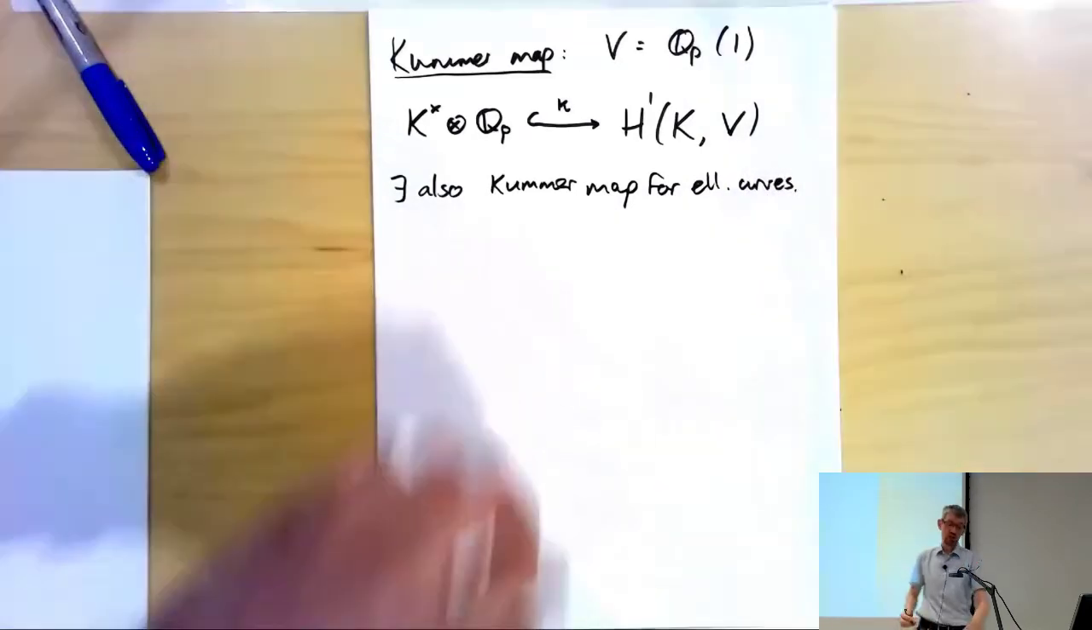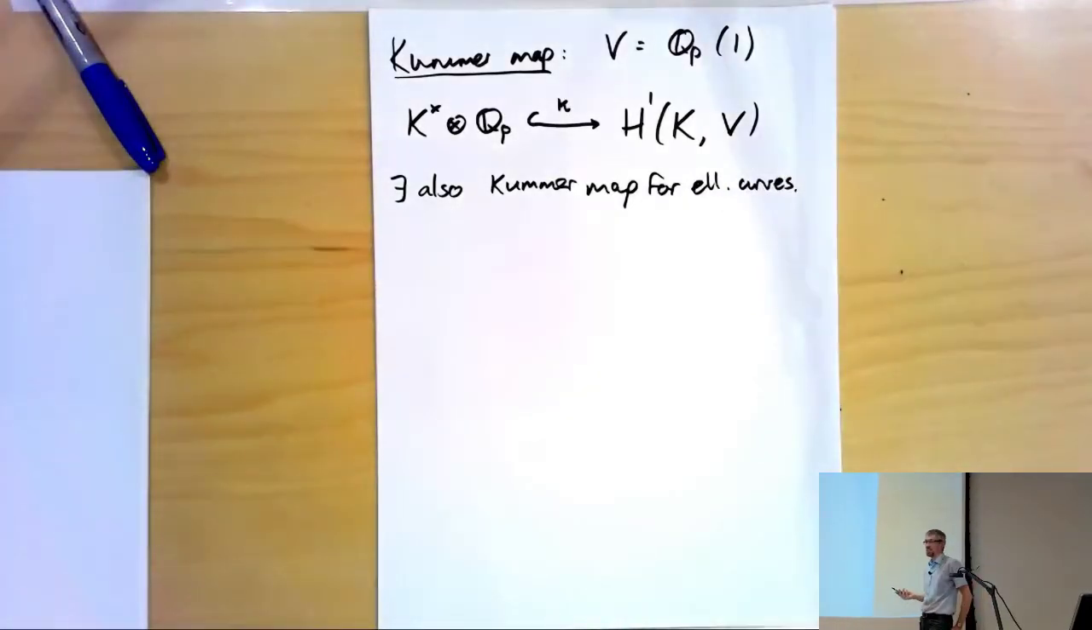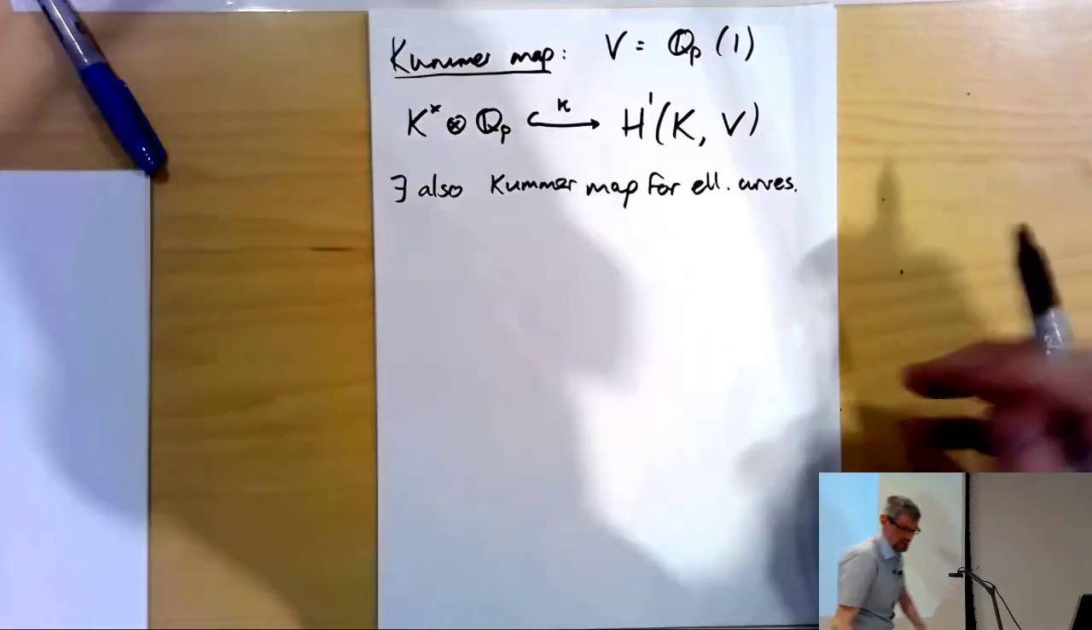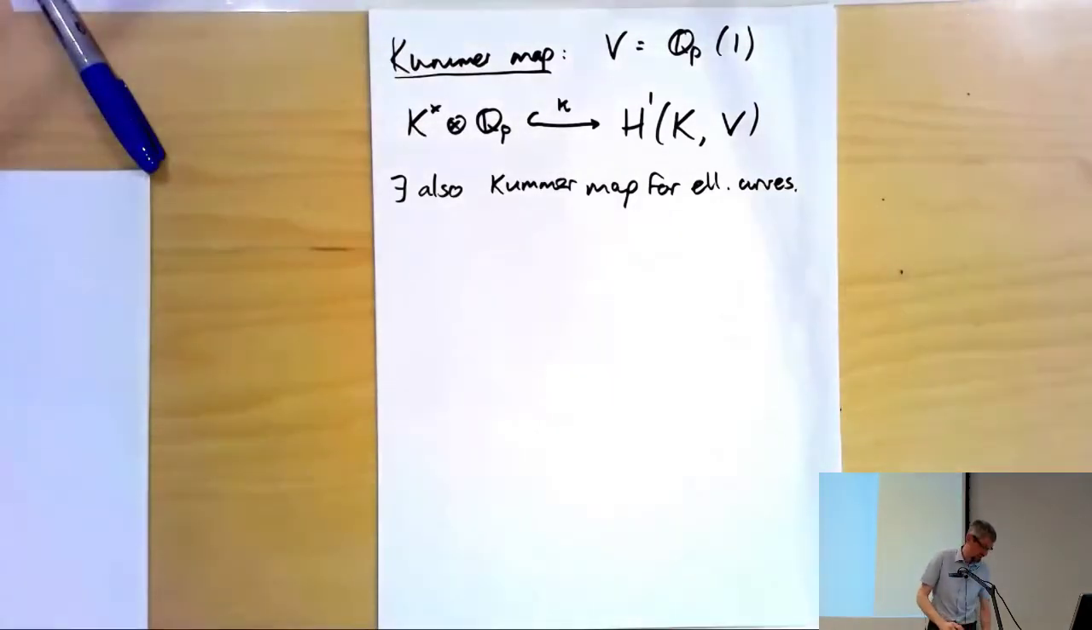And there's a similar construction for elliptic curves if you replace Q_p(1), which is somehow the Tate module of the multiplicative group, with the Tate module of an elliptic curve. But that won't play a major role in what I'm doing. There's a little more about it in the notes.